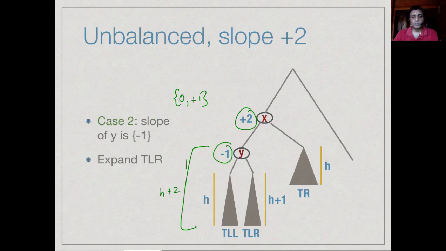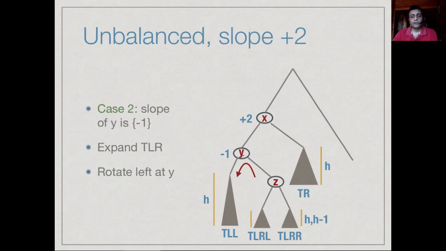So now we are going to expand out this node. Now it's H plus 1, so there is at least one node here. Even if H is 0, it has at least a root node. So we will expose that root node as we exposed Y earlier. Now we have expanded this TLR as Z with two subtrees, TLRL and TLRR. This is the notation: I start at the original tree, go left, go right, and go left, so TLRL; go left, go right, right, so TLRR.